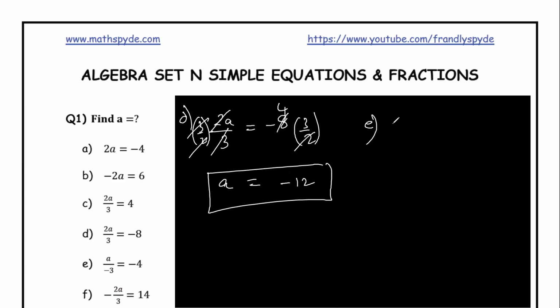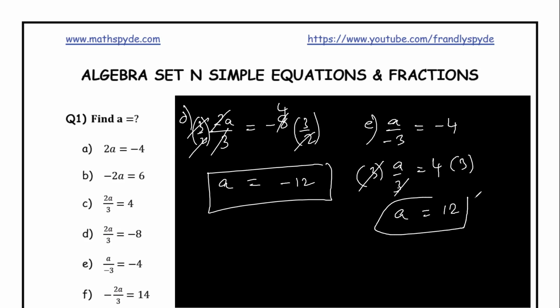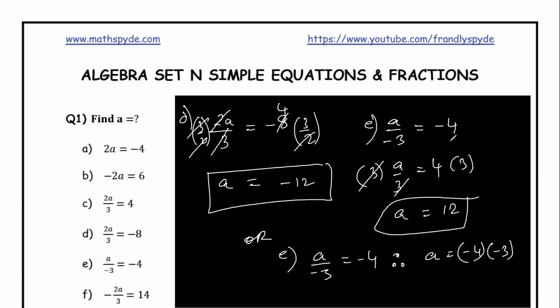E. A over negative 3 is equal to negative 4. Now remember, negative and negative gives you a positive. So you can rewrite the equation as a over 3 is equal to 4 if you like, and then simply multiply 3 on both sides to get rid of the 3 in the denominator, and you got 12. Or E can be solved like that. A upon negative 3 is equal to negative 4. Therefore, A is equal to negative 4 in bracket, and then negative 3 goes there on the other side. So negative 4 and negative 3 becomes positive 12.